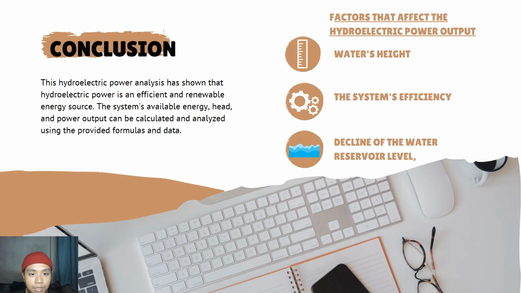As the conclusion, we found that the factors that affect the hydroelectric power output are the water's height, the system's efficiency, and the decline of the water reservoir level. This hydroelectric power analysis has shown that hydroelectric power is an efficient and renewable energy source. The system's available energy, heat, and power output can be calculated and analyzed using the formulas and data used in this analysis. That is all from our Group 5.